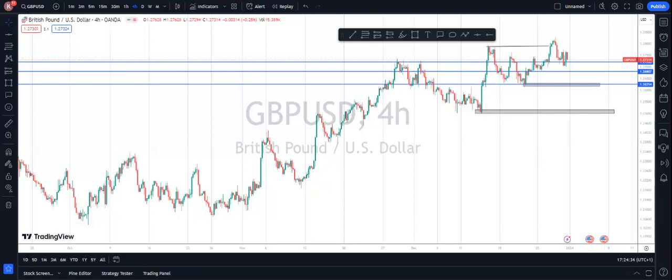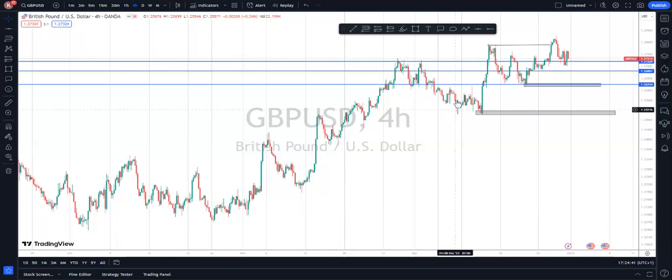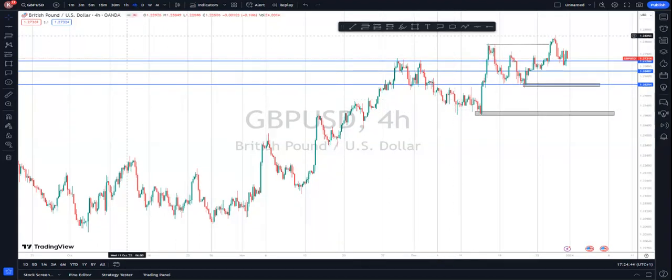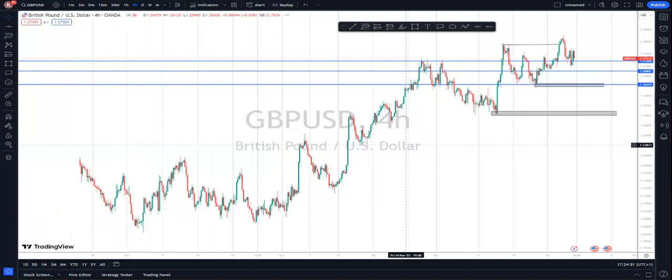A quick one on GBPUSD. I wanted to do a quick top-down analysis as a day trader. As you can see from my chart here, this is a 4-hour time frame on GBPUSD. GBPUSD has been trending up for a while now. And what do we mean by an uptrend? When you have a series of higher highs and higher lows.